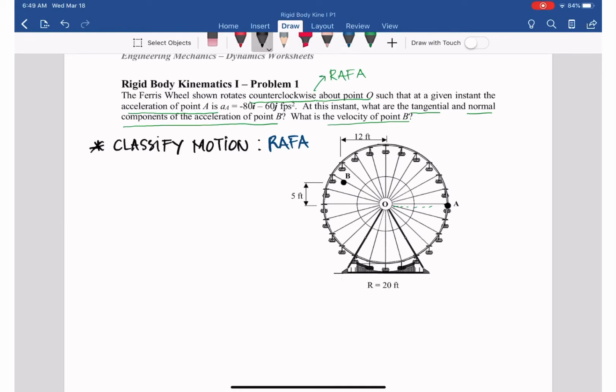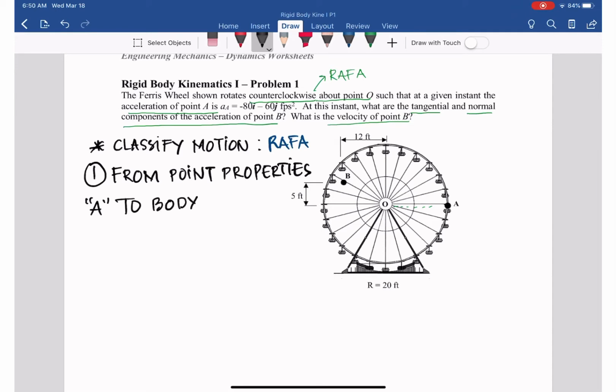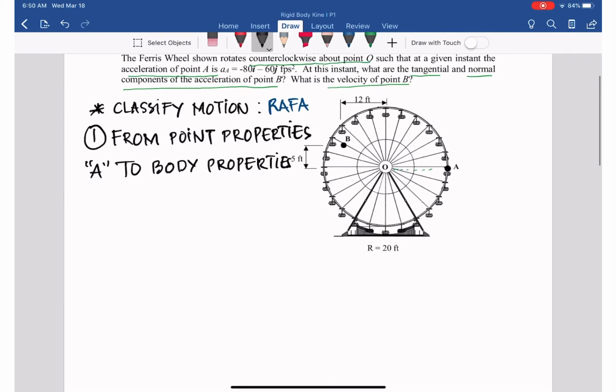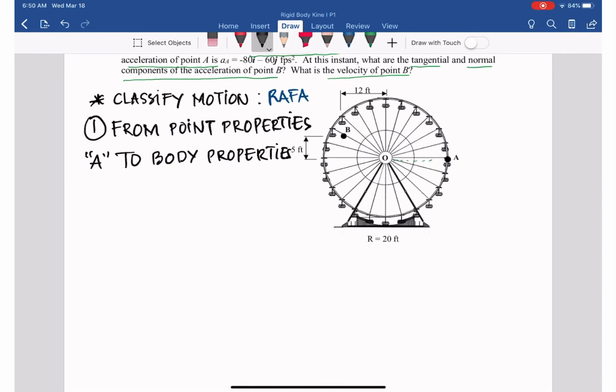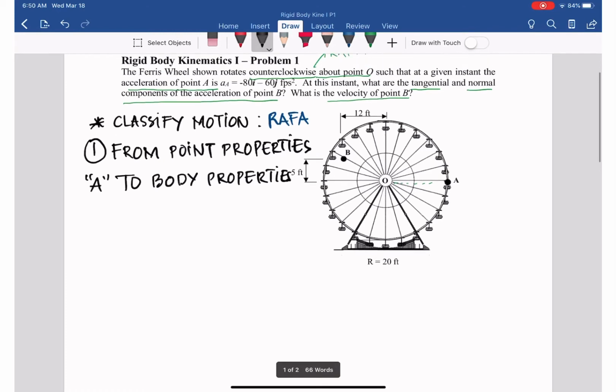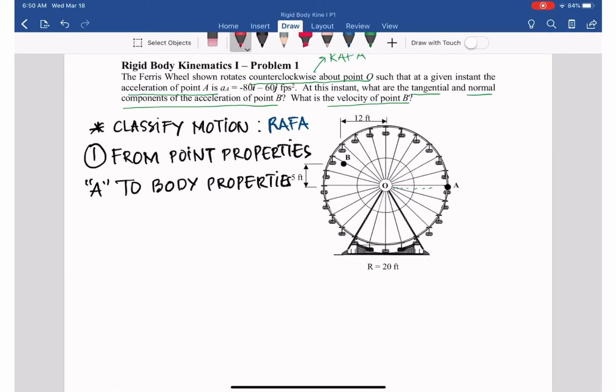So step number one here is, you start from what is given, right? Point property A, that is given, right? To body property. And in this case, only one body, so you don't need to specify. Other than that, only the Ferris wheel. So with that, it's a Ferris wheel. So always remember the Ferris wheel stick. We need to draw the Ferris wheel stick. Let's draw it here with the information given.